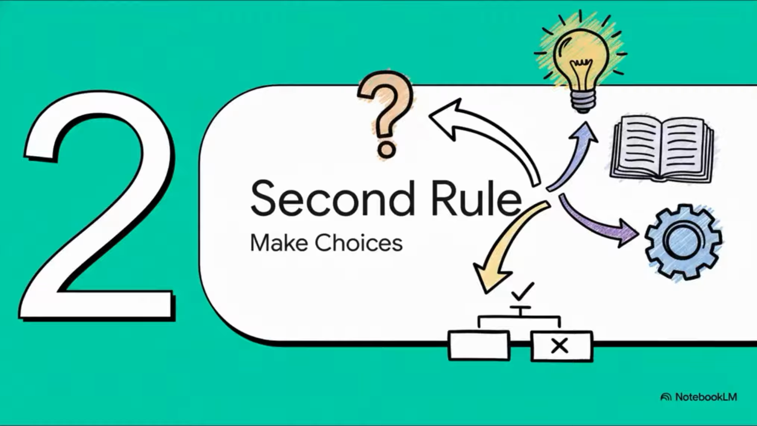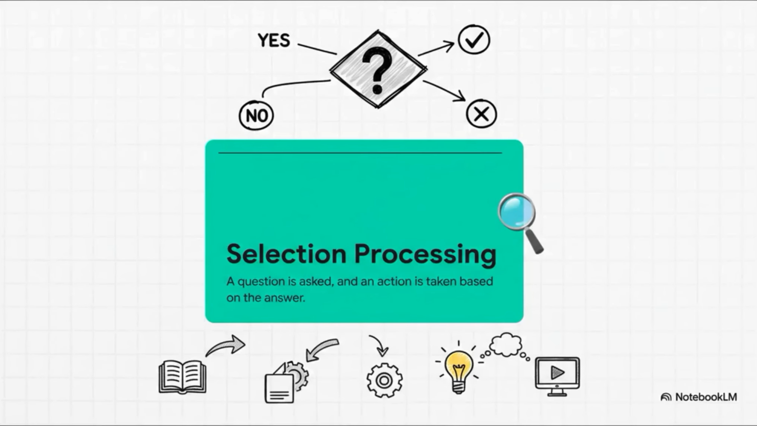Well, that brings us to our second and super important rule: make choices. This is where software starts to feel smart. It uses something called selection processing. Basically, the program asks a question, a condition, and then, based on the answer it gets, it decides which path it's going to take. This is what lets an app react differently to whatever you do.